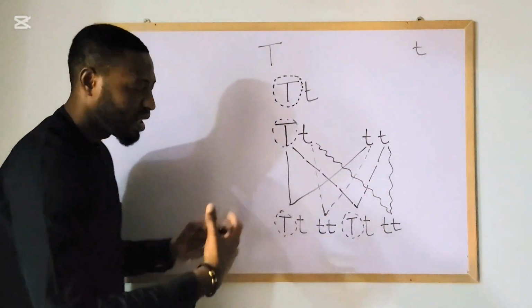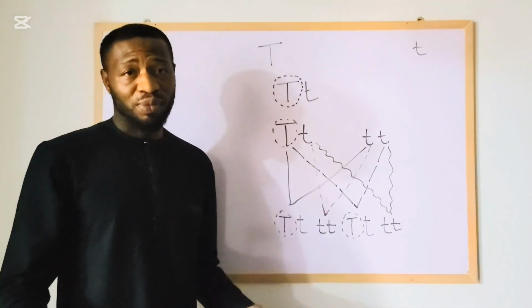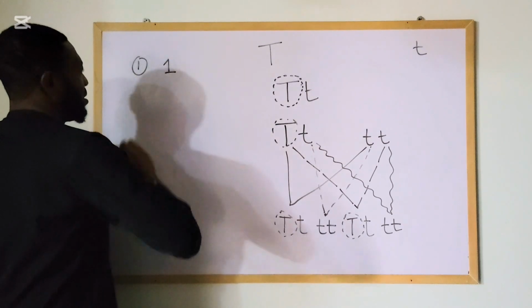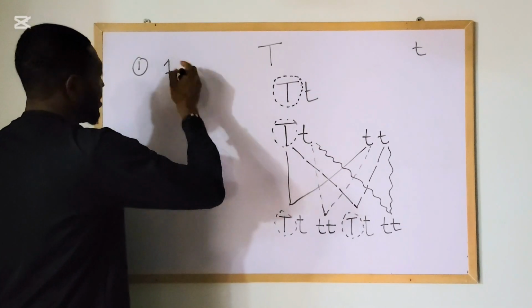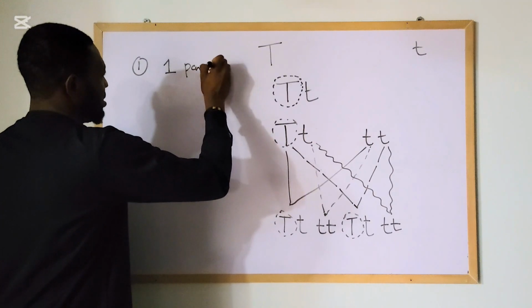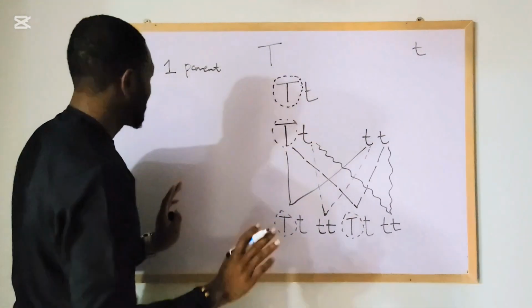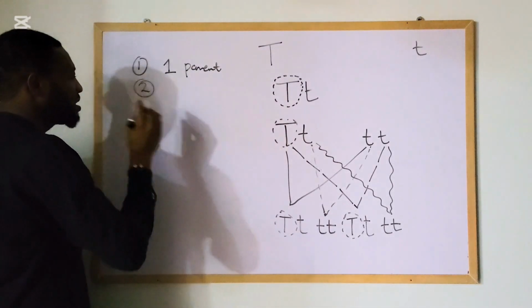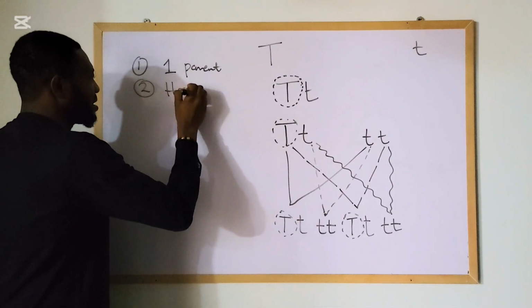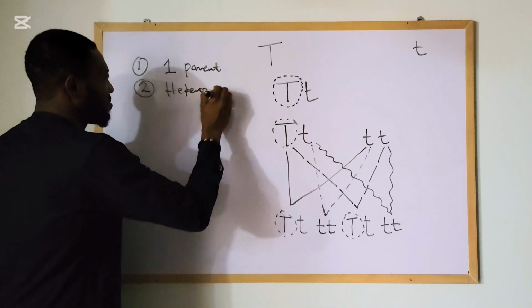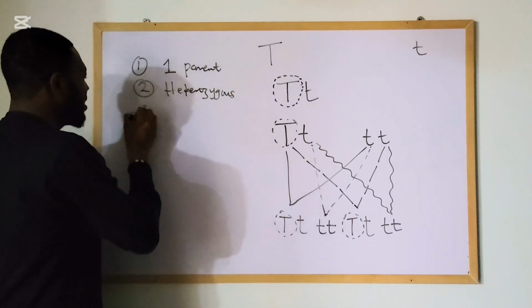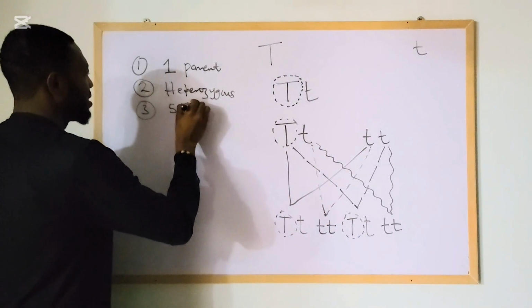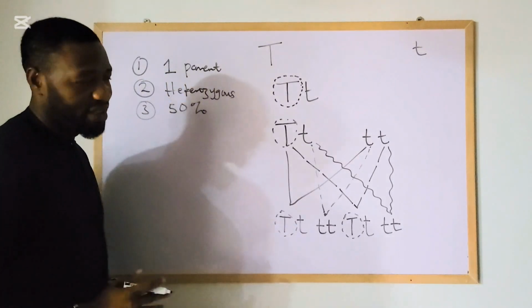From this chart, we will gather some characteristics of autosomal dominant diseases. The first is one parent is needed. Okay, one parent is enough to transmit the disease if the parent is a carrier. Number two is that the disease manifests in the heterozygous state. And number three is that every child or every offspring has a 50% chance of coming down with the disease.